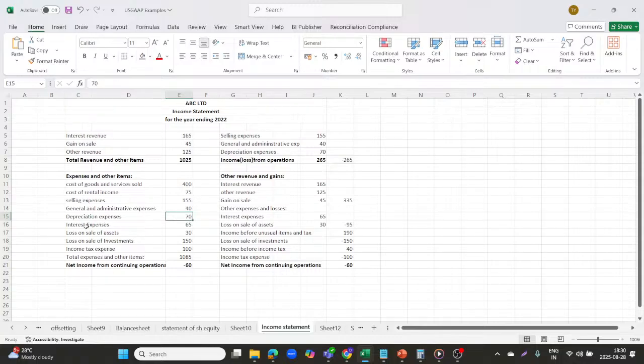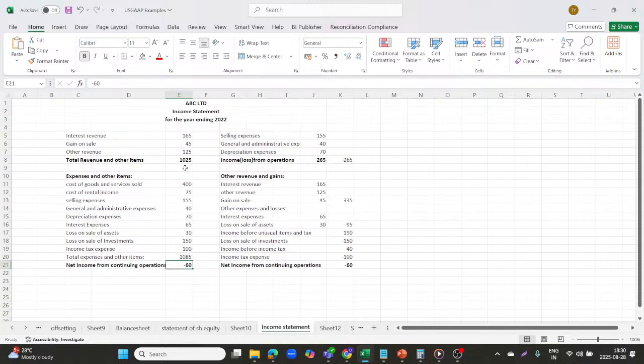Depreciation expenses of 70. Interest expense of 65. Loss on sale of asset is 30. Loss on sale of investment is 150. Income tax expenses 100. Total expenses and other items is 1065, and the net income from the continuing operation is minus 60.